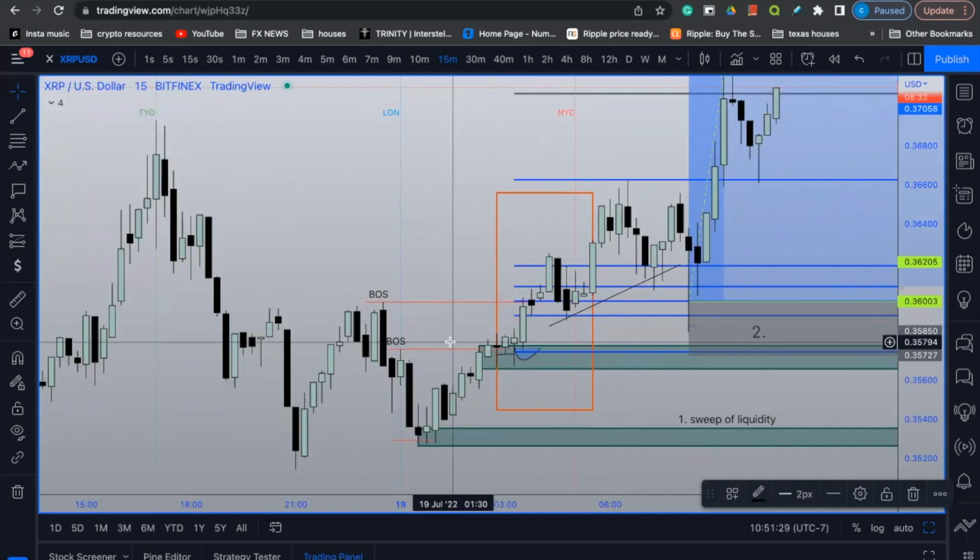First, I want to take your attention to the 15-minute chart. This is what really set up the foundation for this trade, is being able to identify where the bank and institutions manipulated price and then purchase from.